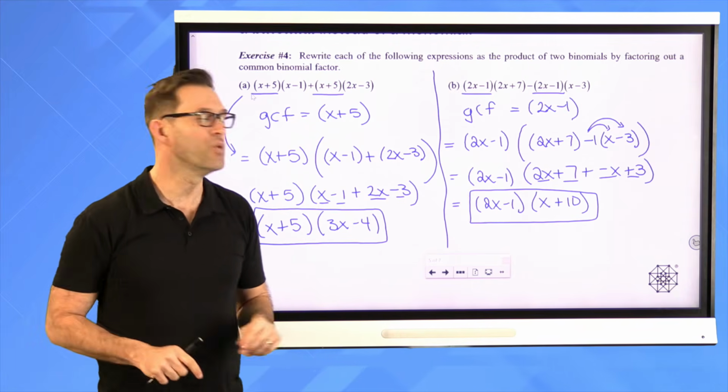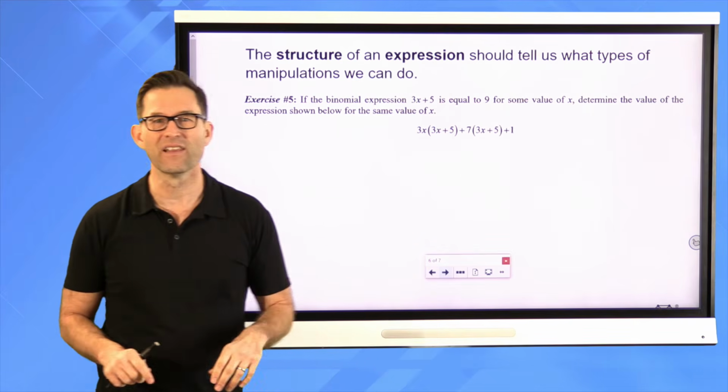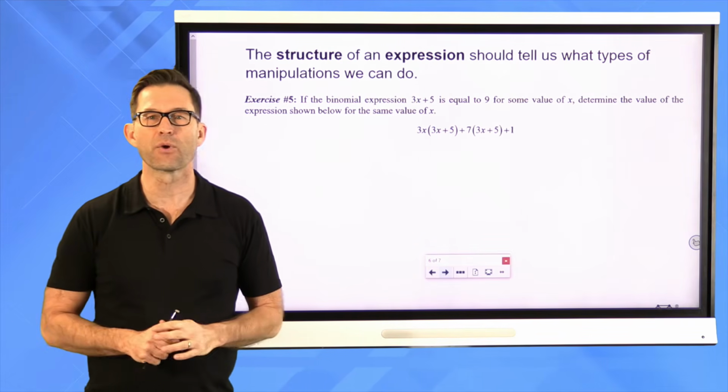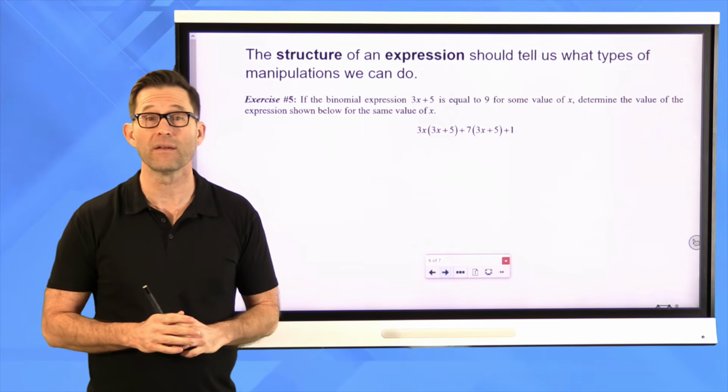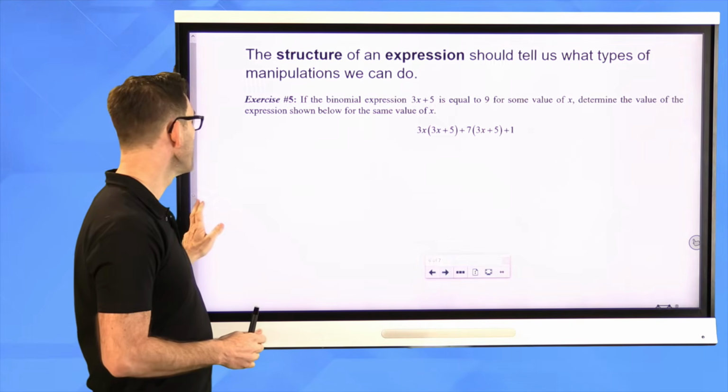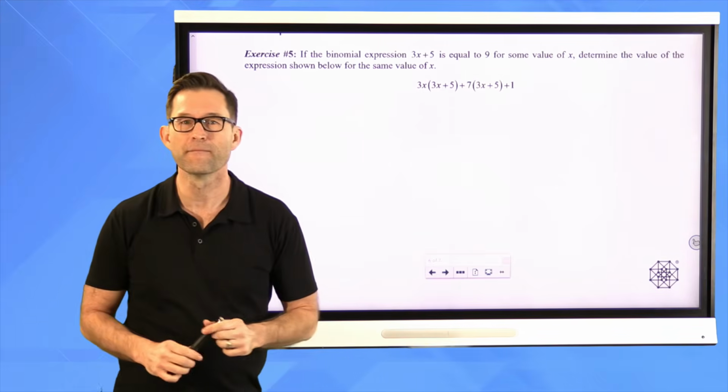All right, let's do one more problem that's a little bit challenging. I love this one. Now, the structure of an expression should tell us what kind of manipulations we can and, in a certain sense, what we can't do. So let's look at exercise number 5. I like this problem. It's a fun one.